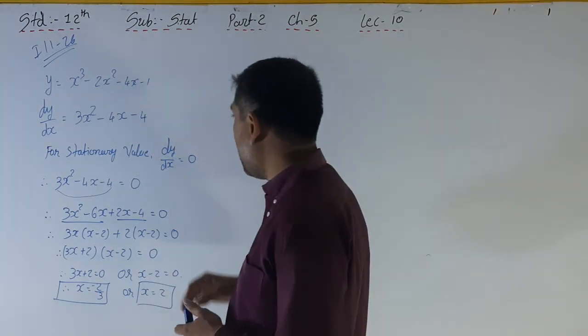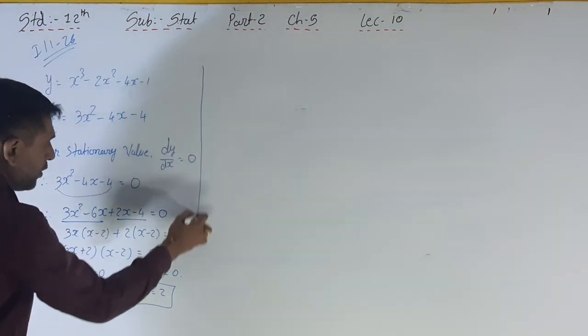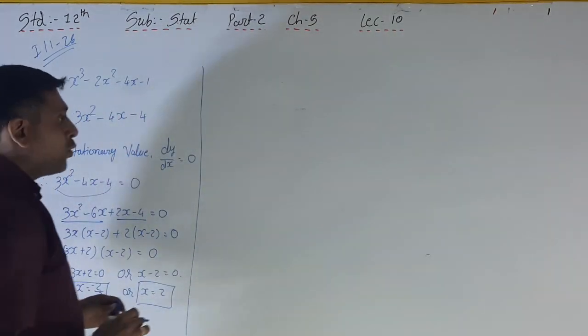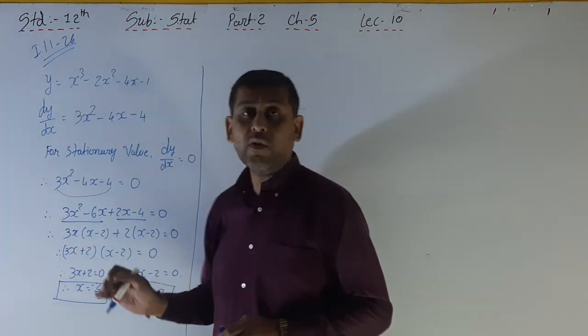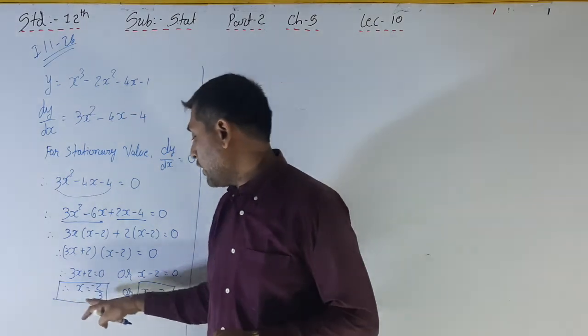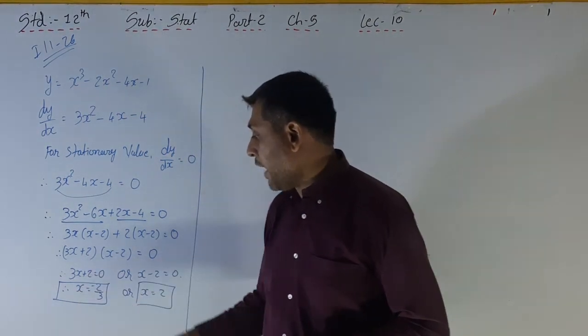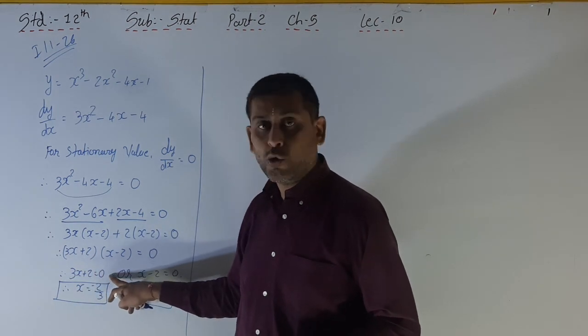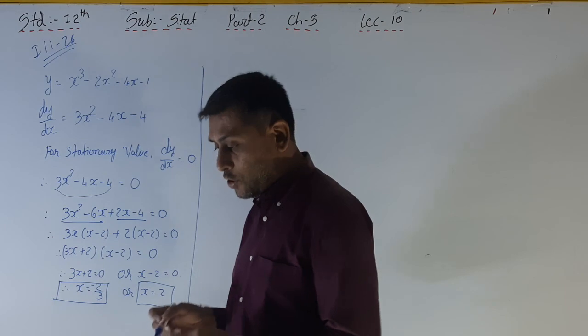Okay, so these are the two stationary values, and the second step, that we have to find out the stationary value, that we already found out. X is equal to, see that what is x? 3x is equal to minus 2, right? How do we find out x is equal to minus 2 by 3?